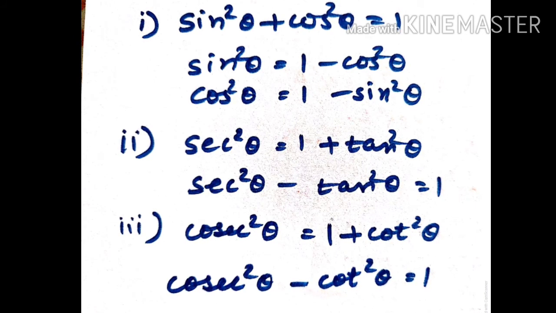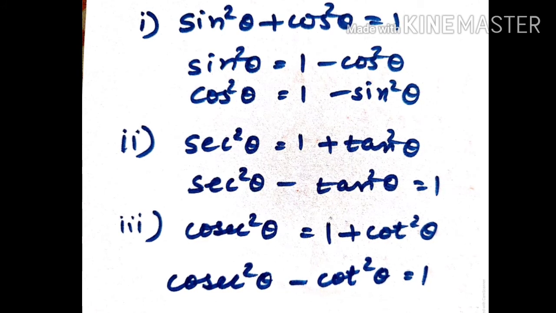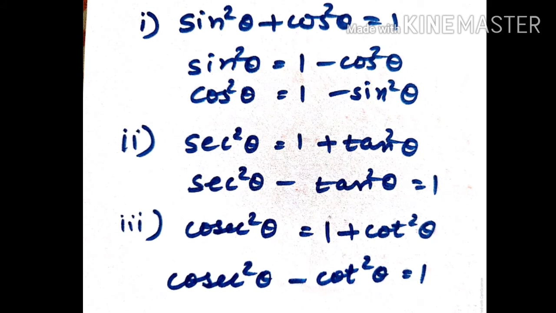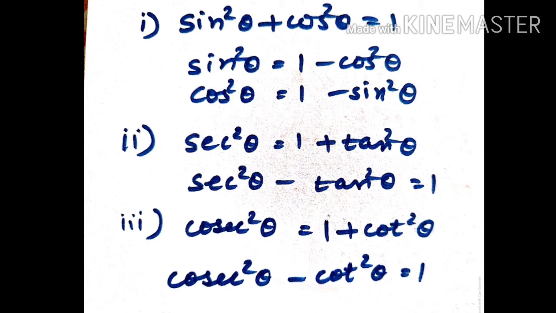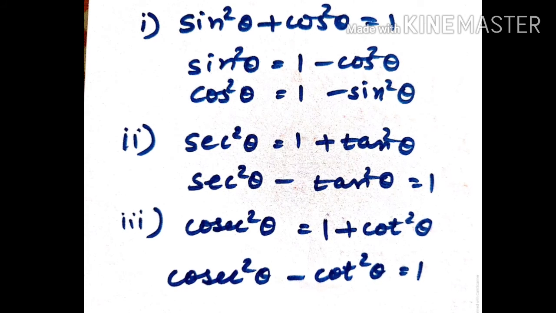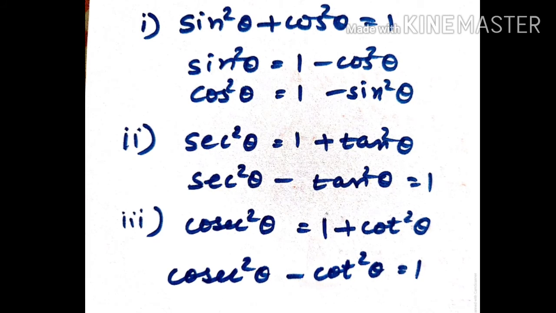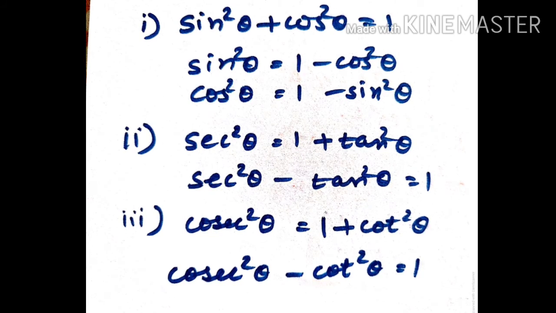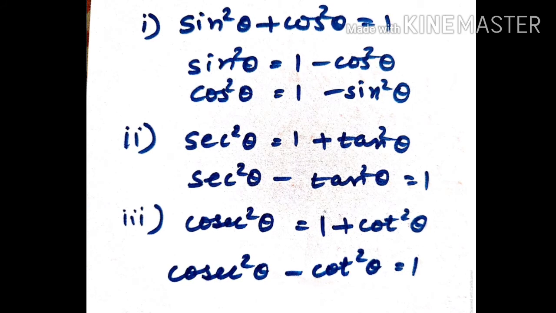Also second number is sec square theta is equal to 1 plus tan square theta. So here you have to check that tan square theta, if I take on the left side, then sec square theta minus tan square theta becomes 1. So whenever sometimes you get sec square minus tan square, you can put the value 1 there. Okay, and then cosec square theta is equal to 1 plus cot square theta. So cosec square theta minus cot square theta is equal to 1. So whenever you need this cosec square minus cot square, you have to put the value 1 there.